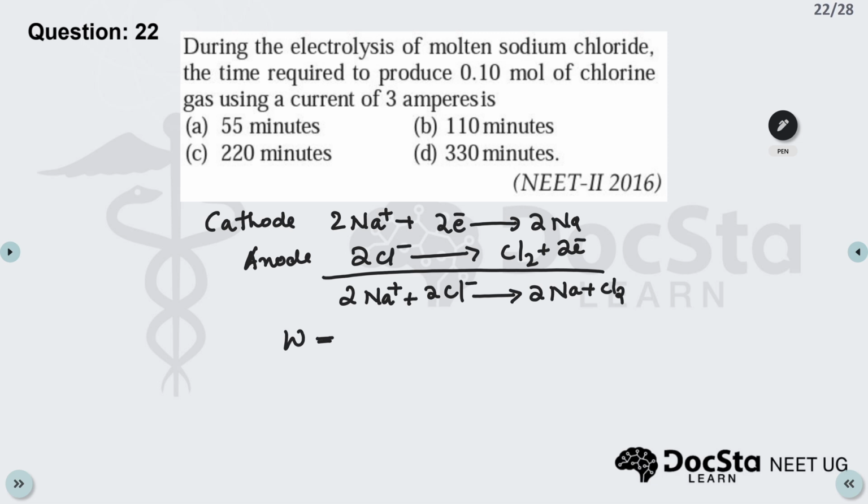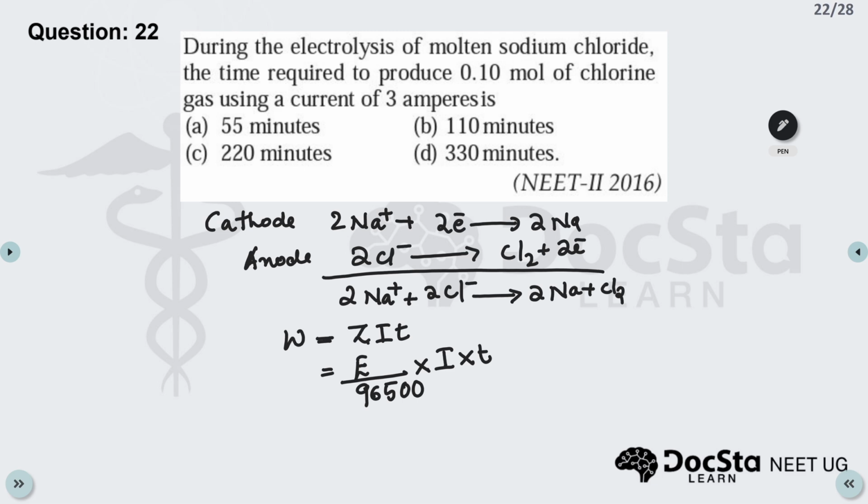directly proportional to the quantity of electricity passed, or you can write W is equal to ZIT, where Z is the electrochemical equivalent, I is the current and T is the time. Z in നമുക്ക് വേറെ ഒരു എക്സ്പ്രഷനും കൂടെ എഴുതാം. Z is equal to electrochemical equivalence divided by 96,500 coulombs into I into T. So ഈ എക്സ്പ്രഷൻ you can use it.